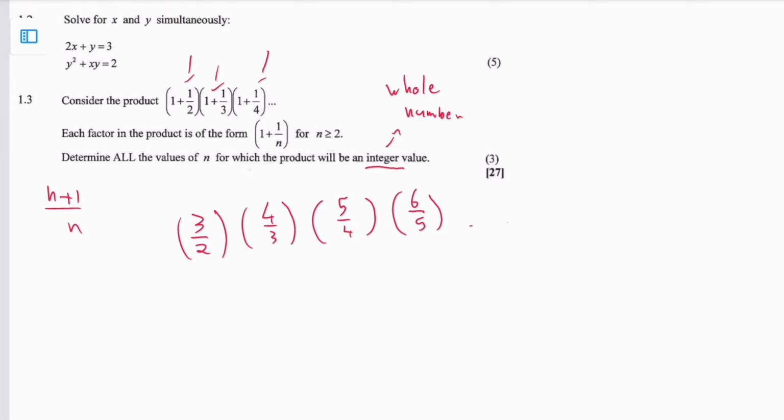And so just to have a look how we do this, if you see a question like this and you have no idea what to do, a good idea is just to test different values. So let's try n is equal to 2. For n is equal to 2, we just have the value of 3 over 2. And 3 over 2 is not an integer. Let's try n equals 3. So that would be 3 over 2 times 4 over 3. And so the 3's will cancel, and you'll end up with 4 over 2, which will give you 2.